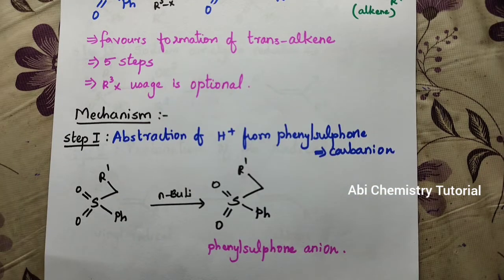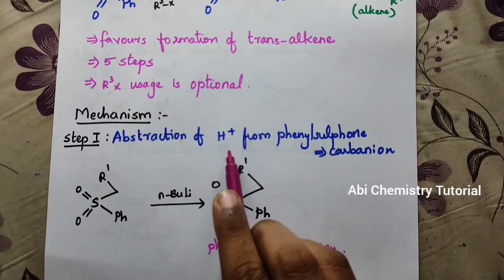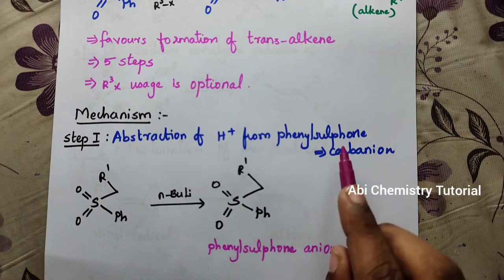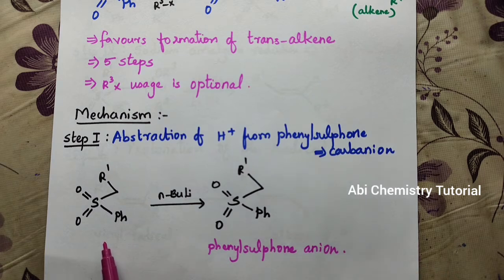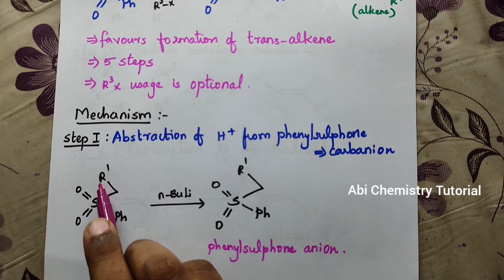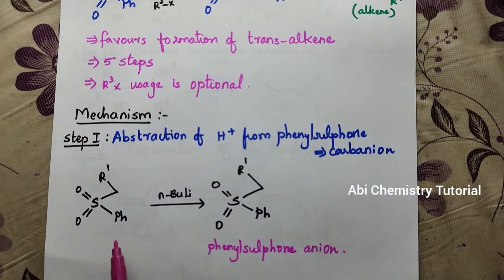So now let's learn the mechanism. It takes place in 5 steps, and the first step is the abstraction of a proton from the phenyl sulfone to form a carbanion intermediate. Here you can see this is the phenyl sulfone. The alkyl group is represented by R1 and the phenyl group here. First we are subjecting it to reaction with n-butyl lithium.